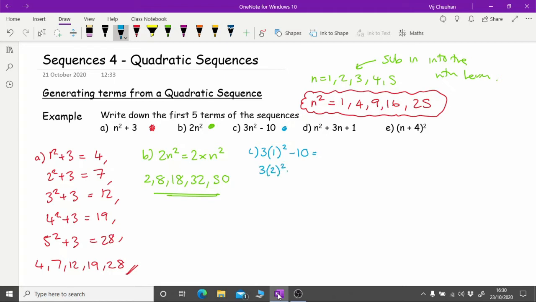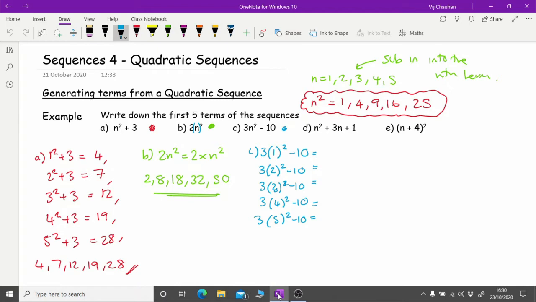Then for the second term, I'm going to swap n for 2. Then I've got n equals 3. And then n equals 4. Then n equals 5. And if I was going to do this on a calculator, anything that involves an n, I would strongly recommend you put that in brackets. So if I was working with B, I'd put brackets around that and then swap n for 1, 2, 3, 4, 5 respectively.